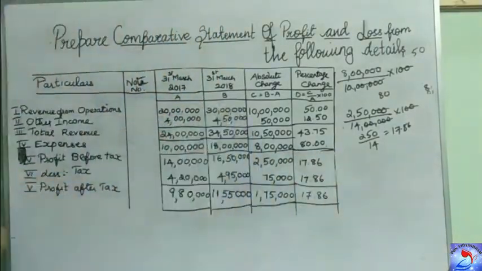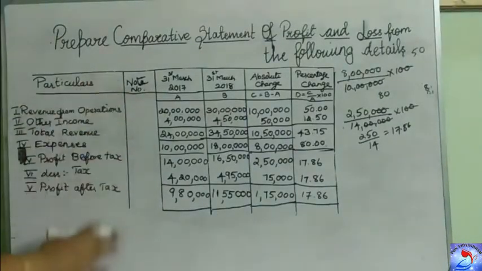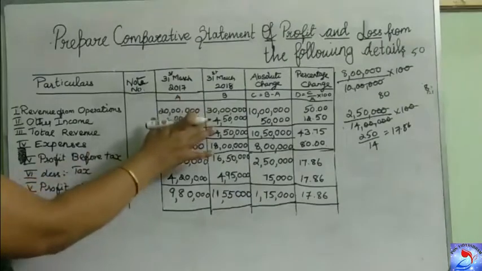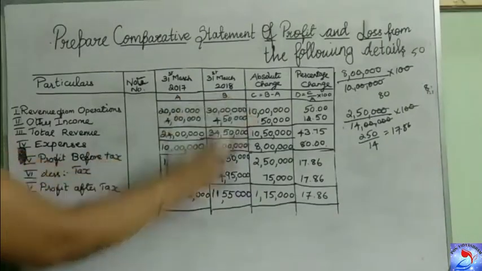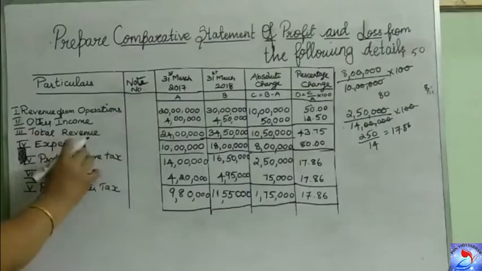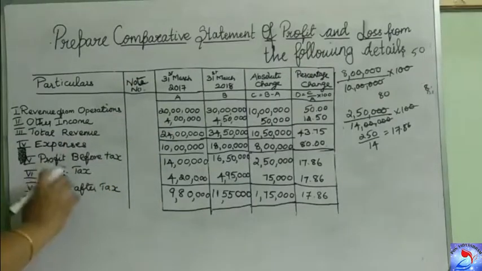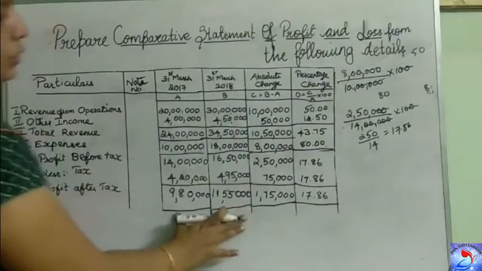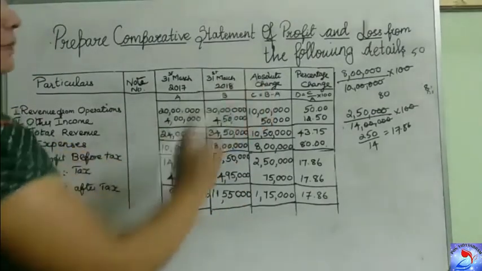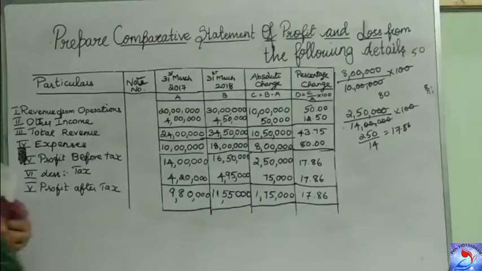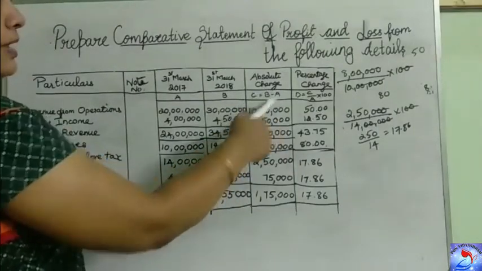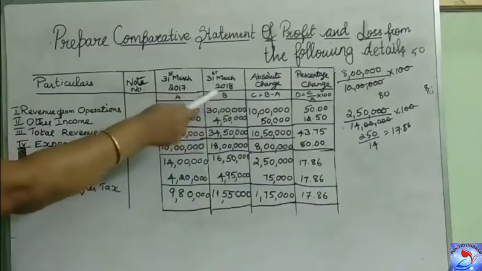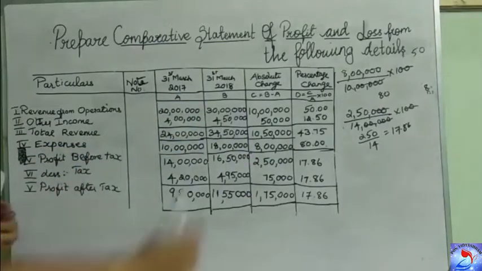So children, if you do it step by step, you will be able to do it properly. First of all, calculate revenue from operations, other income, then expenses, profit before tax, tax and profit after tax. Work out all these things. Then calculate the absolute change. Absolute change is C equal to B minus A, that is current year minus previous year. From the absolute change, calculate the percentage.